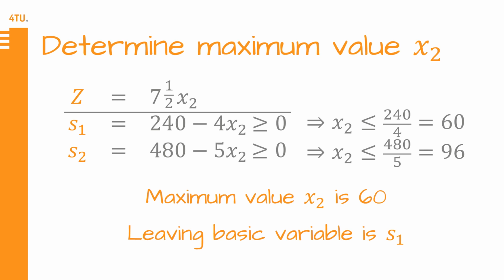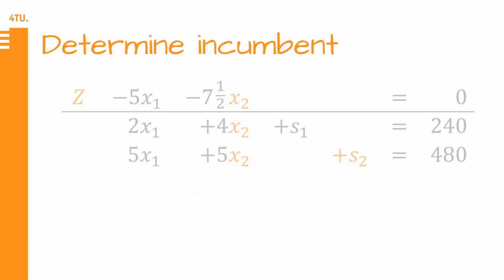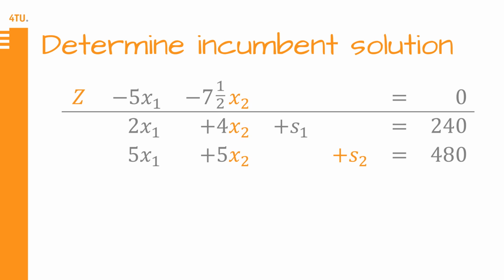To determine the incumbent solution, we need our system of equations to reflect the change in basic variables from s1, s2 to x2, s2. Each of the basic variables should appear in only one constraint equation, and the coefficient of each term should be 1. We can do this by performing elementary algebraic operations: multiplying or dividing an equation by a non-zero constant, and adding or subtracting a multiple of one equation to or from another equation.